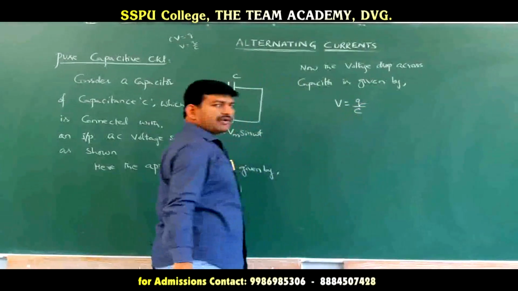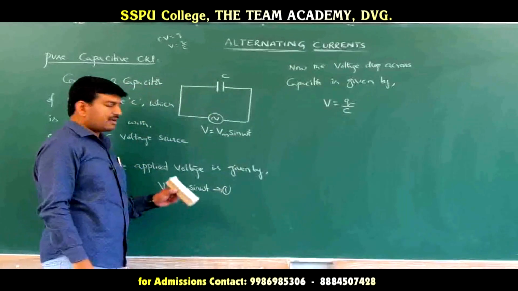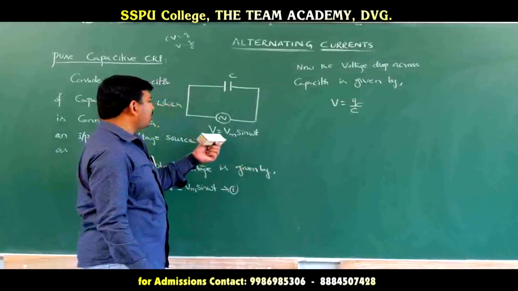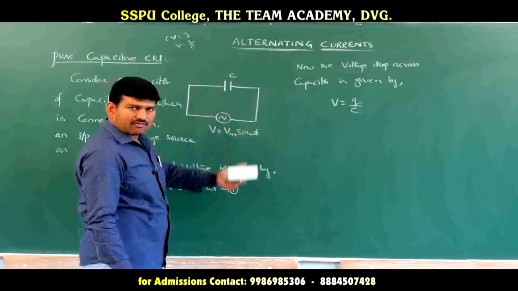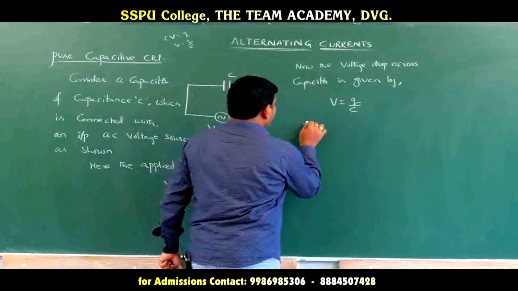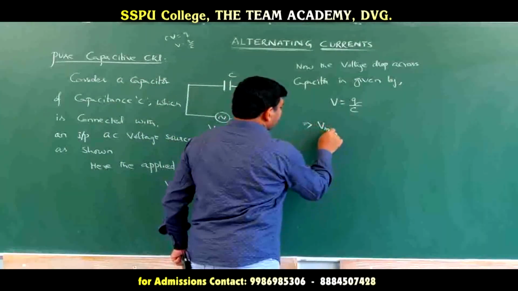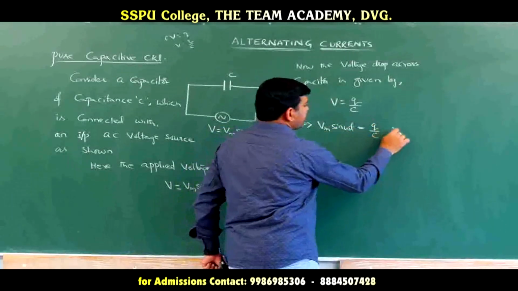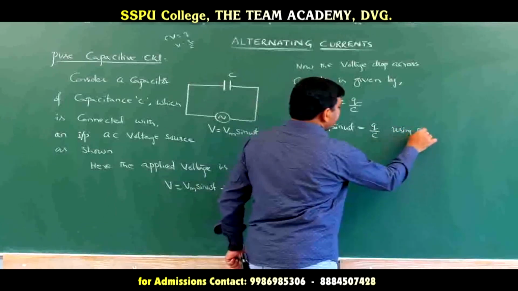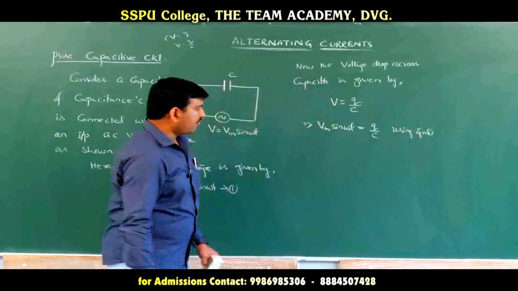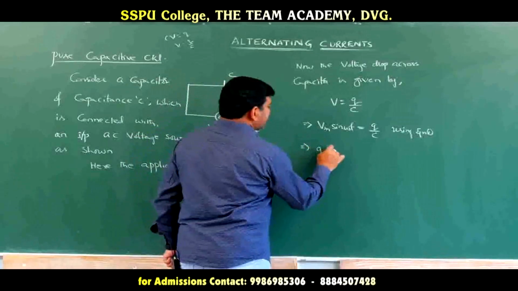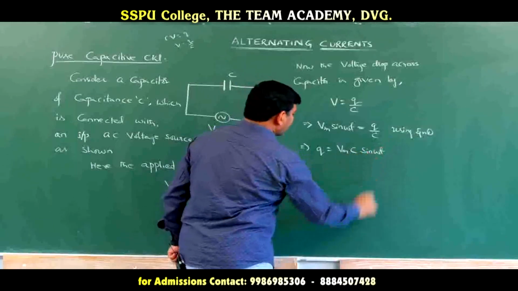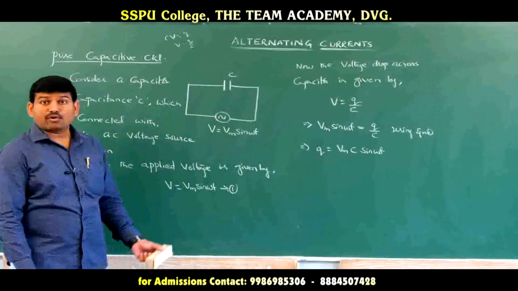But what is this applied voltage V here? Applied voltage V is nothing but Vm sin omega t. Or using the KVL rule, we can go with the KVL rule also. V minus Q by C is equal to 0. This implies Vm sin omega t is equal to Q by C using equation 1. Yes or no? Now from this, Q is equal to Vm into C into sin omega t. Shall I write like this or not? I got the value of charge, but I want the current.